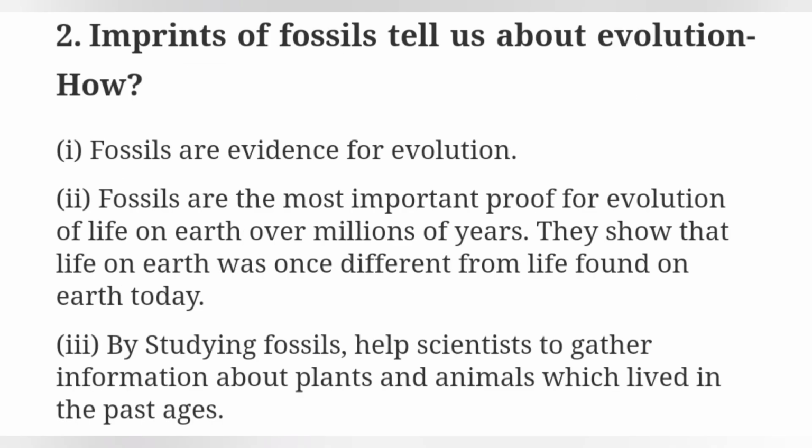Second question, imprints of fossils tell us about evolution. How? First point, fossils are the evidence for evolution. Second point, fossils are the most important proof for evolution of life on earth over millions of years. They show that life on earth was once different from life found on earth today. Third point, studying fossils helps scientists gather information about plants and animals which lived in the past ages.